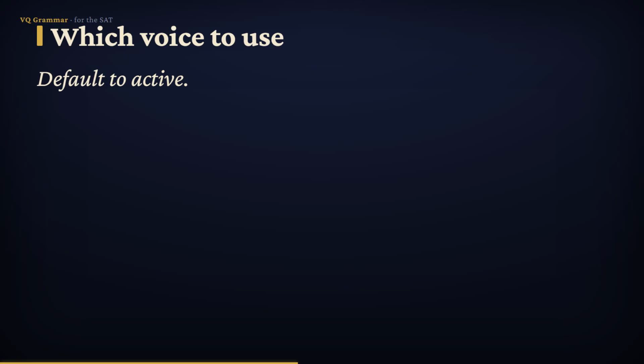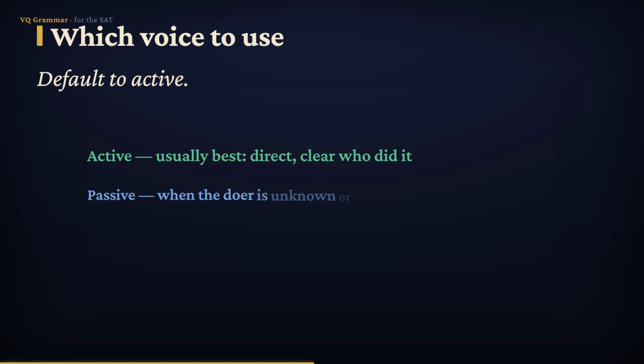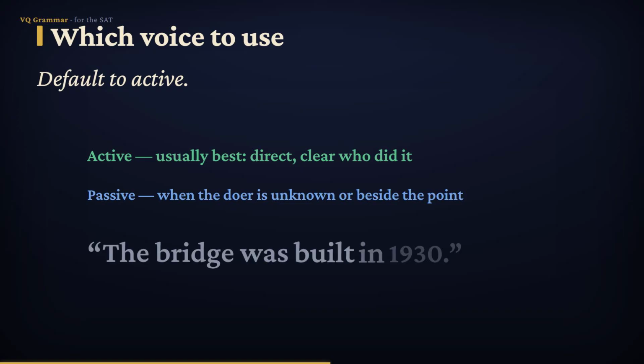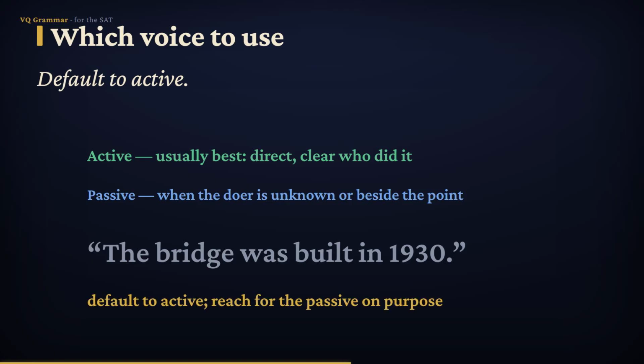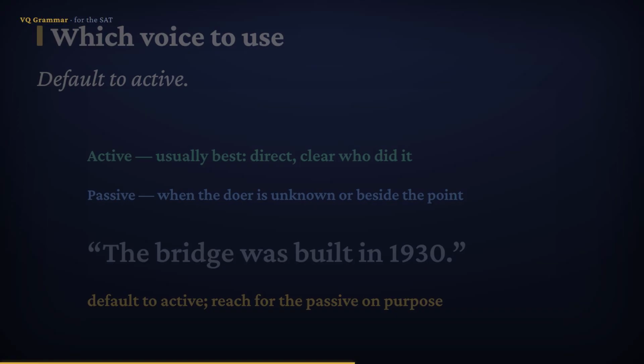So which voice should you choose? Most of the time, prefer the active. It's more direct and lively, and it makes clear who did what. Use the passive on purpose, when the doer is unknown, obvious, or simply beside the point. For example, the bridge was built in 1930. Who built it isn't the point, so passive fits. The rule of thumb: default to active and reach for the passive only when you have a reason.